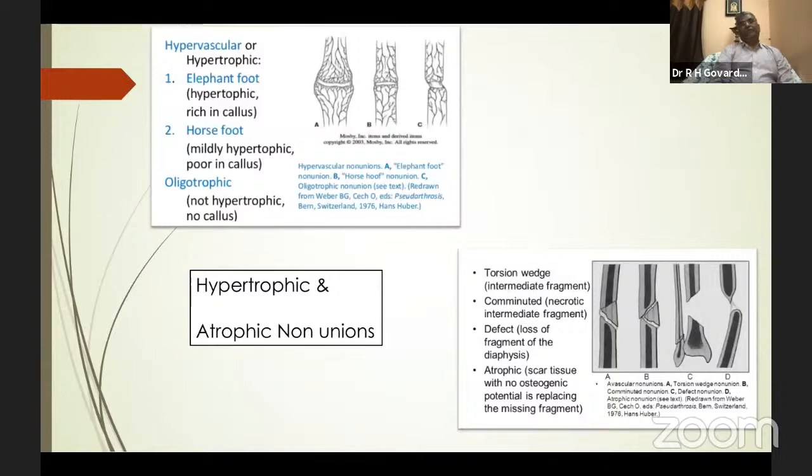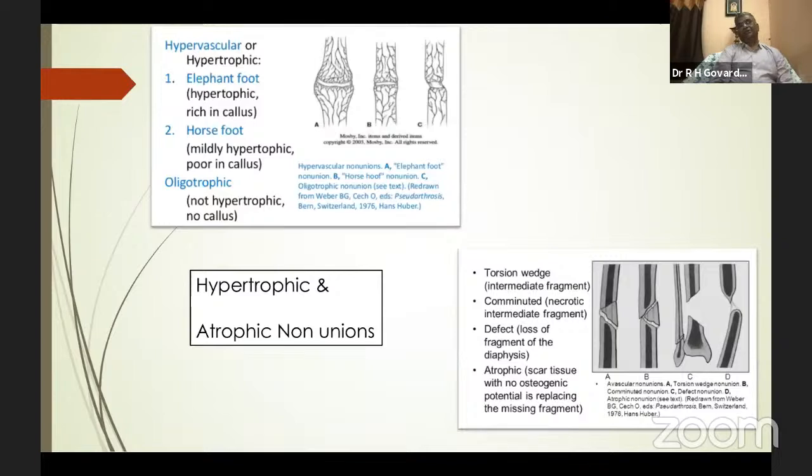The non-unions are classified by Weber and Cech in two broad categories: hypertrophic and atrophic. Hypertrophic is where there is hypervascularity. There is a definite attempt at formation of bone at the local site, but the bone does not heal because of lack of mechanical stability. It could be an elephant foot type or a horseshoe type. There is one more variety called oligotrophic, which is not frankly hypertrophic, but there is lack of callus, although the vascularity of the two ends is good.